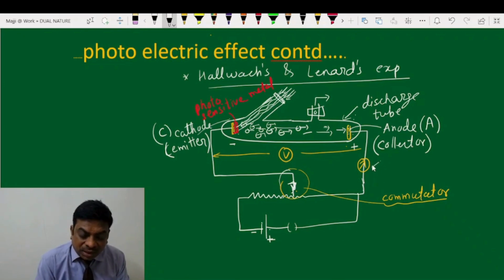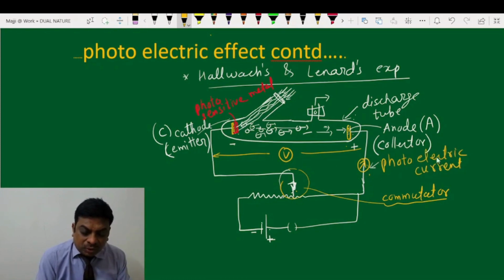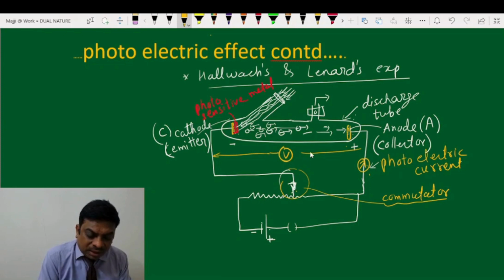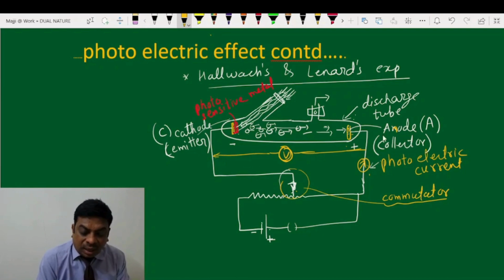That current will be known as the photoelectric current. That will be measured by this ammeter. You can see there's an ammeter here to record the photoelectric current. Also you can see students, a voltmeter has been connected between the two electrodes, that is cathode and anode. Between the emitter and the collector, this voltmeter measures the voltage. We can call this the anode cathode voltage or the emitter collector voltage.